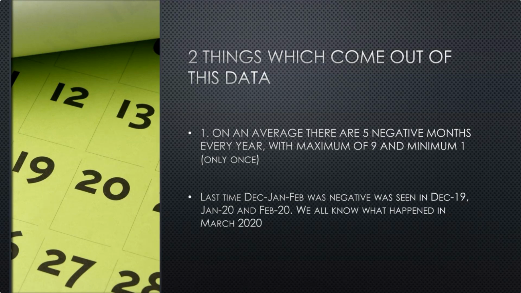But again, on an average, approximately 5 months comes out to be negative. Right now we've just completed 2 months of negative returns on the Nifty 50. More importantly, the last time the December, Jan, Feb combination was negative was seen in COVID. December 2019 was not exactly negative, but it was selling from the top. Jan 20 as well as Feb 20 were the 2 months where the markets corrected.